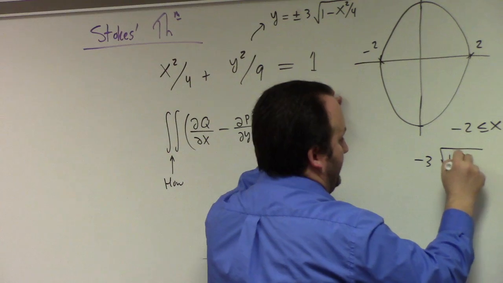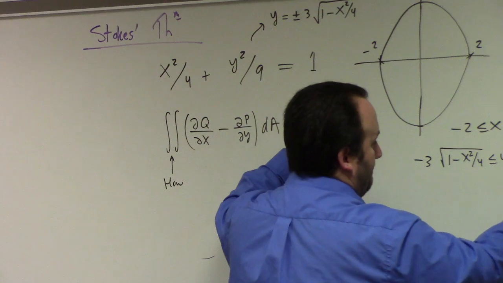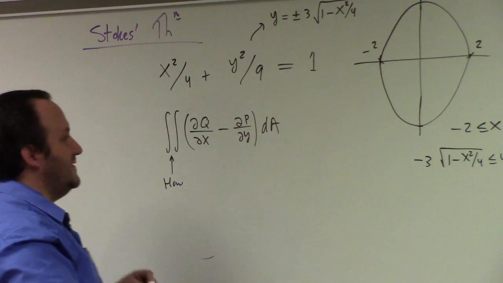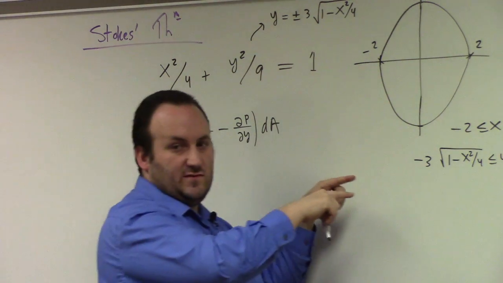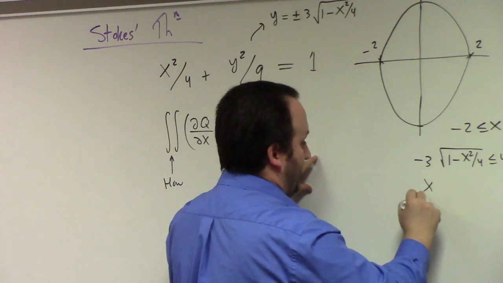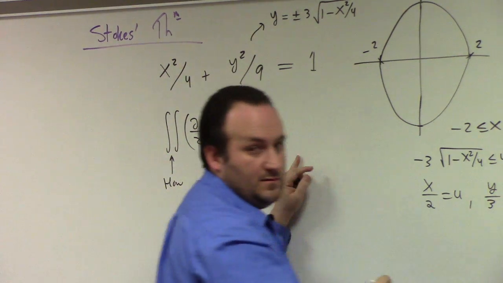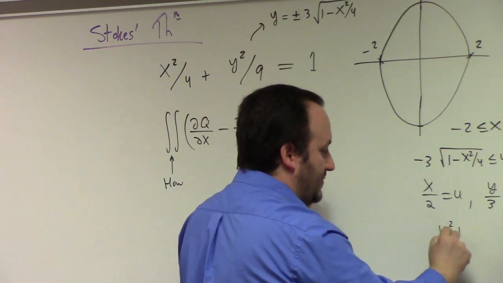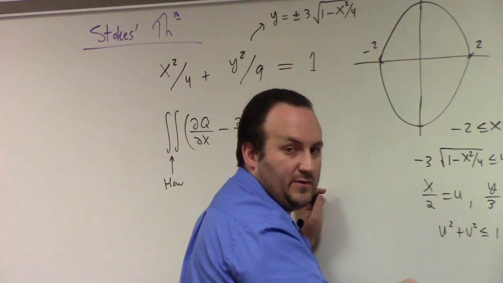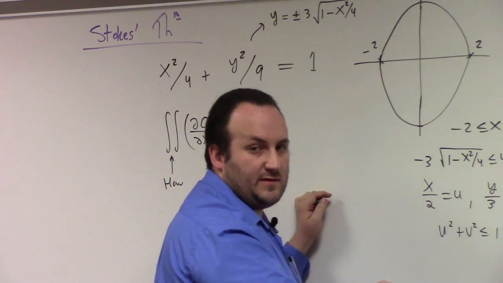Now, I don't recommend you actually do this. I'm just saying if you were to use Cartesian coordinates, this is what it would look like. But you should use elliptical coordinates. My suggestion here would be to trade these for making x over 2 equal to u and y over 3 equal to v, because in these coordinates I have u squared plus v squared less than or equal to 1, and then I can use polar coordinates in uv to do the integrals the best way.